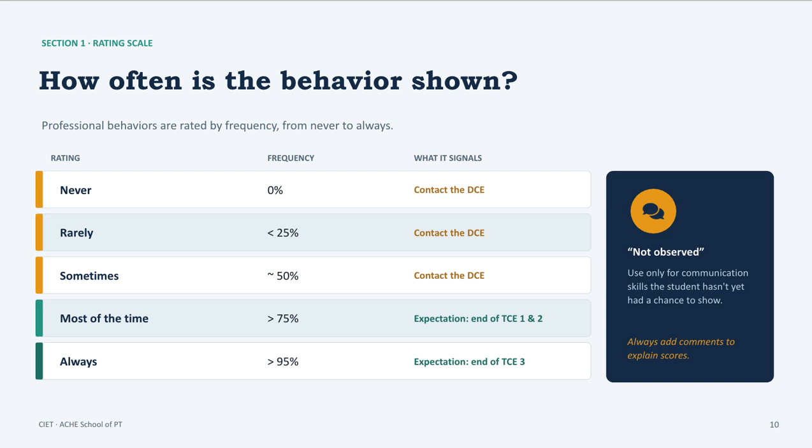Most of the time refers to more than 75% of the time, and this is our expectation at the end of terminal clinical experience 1 and 2. Always is more than 95% of the time, and that is our expectation for the end of clinical experience 3. The descriptor not observed can only be used for communication skills the student has not yet had the opportunity to demonstrate. Each section has a comments box, so please always add comments to explain your scores and identify strengths as well as areas for development.